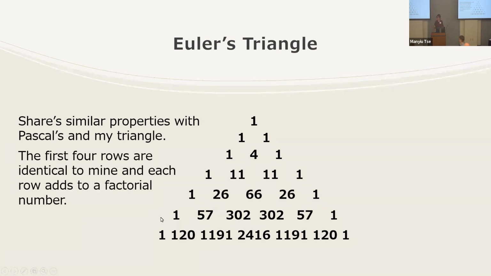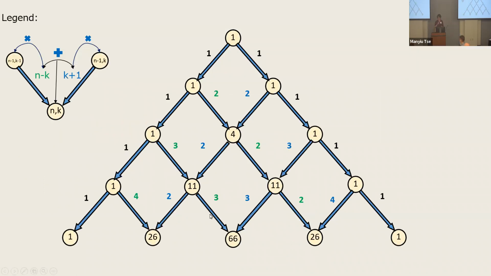And then also the first 4 rows are identical to mine, so no wonder I got confused. So this is a picture that helps us grasp the recursive formula. If you notice in the top left, you look at the 2 arrows. The one on the left is n minus k, that's that term. You take that with the node on the left, which is n minus 1, k minus 1, and multiply it together. And then on the right, you take k plus 1 and the n minus 1, k term, multiply it together, and then add them together and put it into that term.